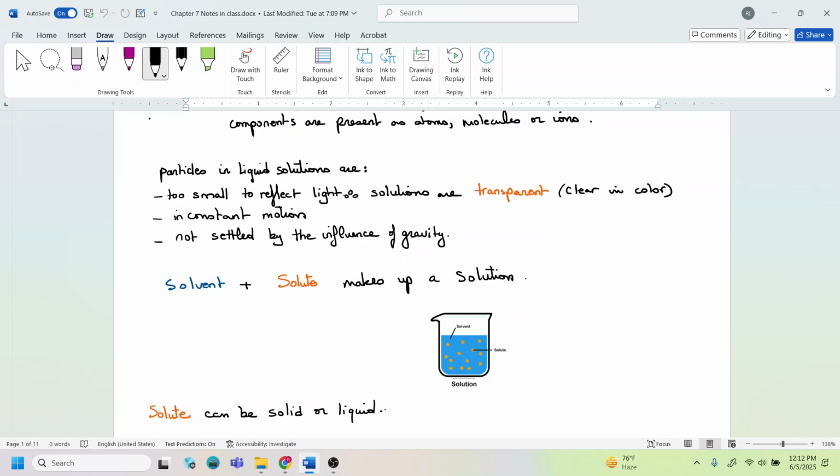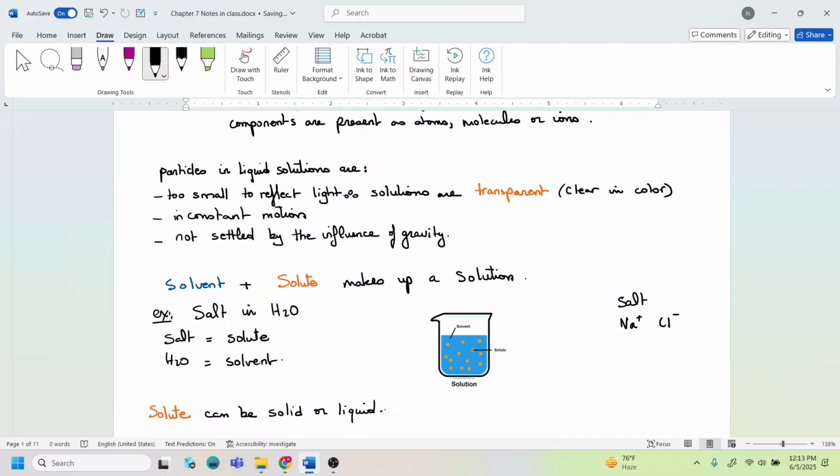So for example, if we have salt and we dissolve it in water, you know that salt is sodium chloride. So you do have Na+ and Cl- in there. So the salt is going to be your solute, and the water is going to be your solvent.